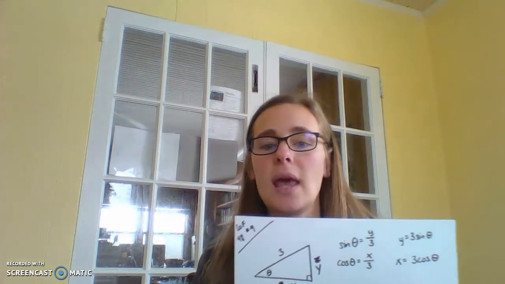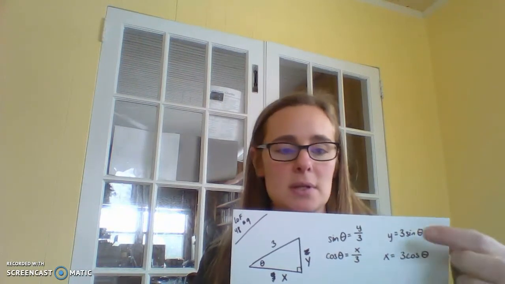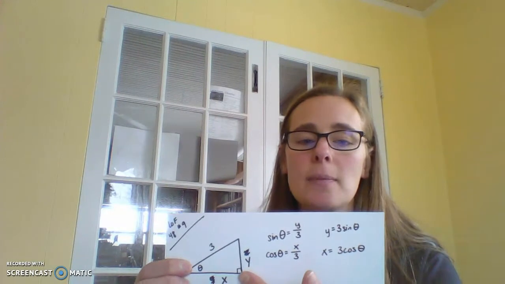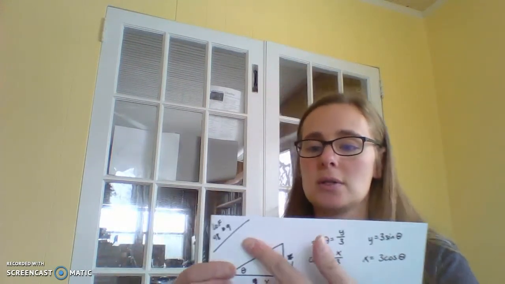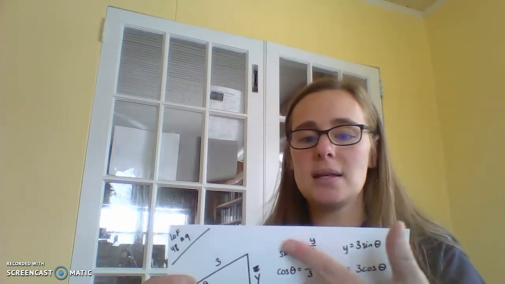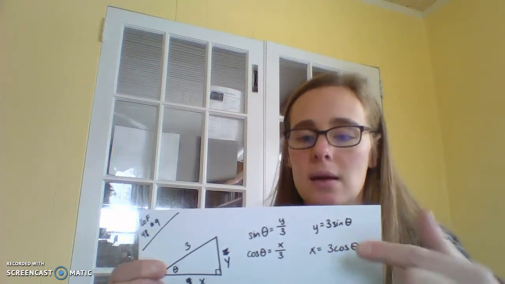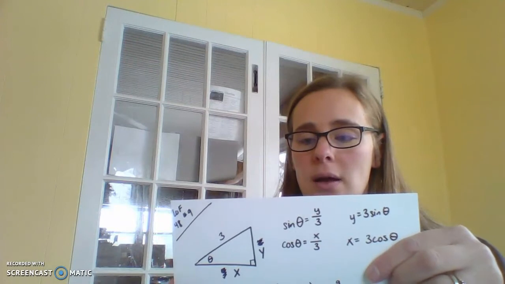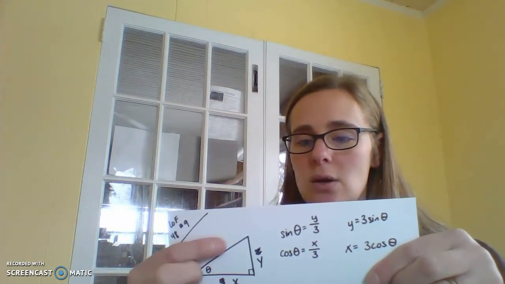But now the hypotenuse of that triangle is 3. So let's go ahead and take a look at it. So again, hypotenuse is 3. I went ahead and wrote in x and y here. Now because the hypotenuse is 3 and no longer 1, I went ahead and set these up for you, that sine of theta is equal to the opposite over the hypotenuse. Cosine of theta is equal to adjacent over hypotenuse.